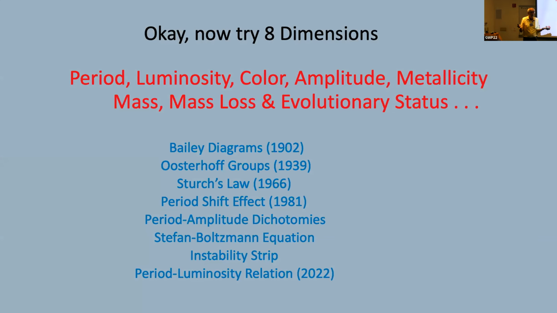Comfortable with 2, 3 dimensions? Now think about 6, 7, or 8 dimensions and think of their projections onto any one of those planes. Some of those dimensions are the Bailey diagrams, Oosterhoff group, Sturch's law, period shift effect, period-amplitude dichotomy, Stefan-Boltzmann's equation, the instability strip, and the period-luminosity relation.